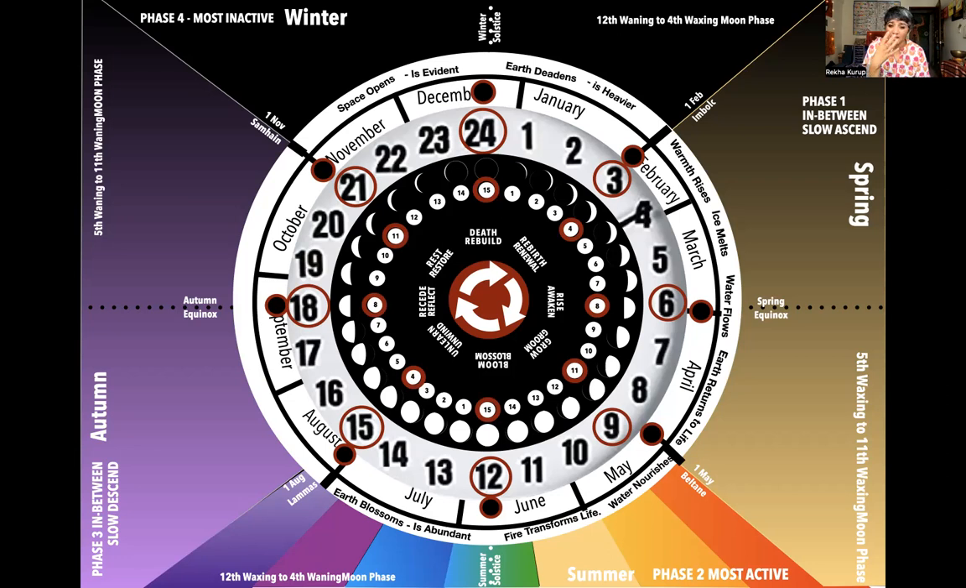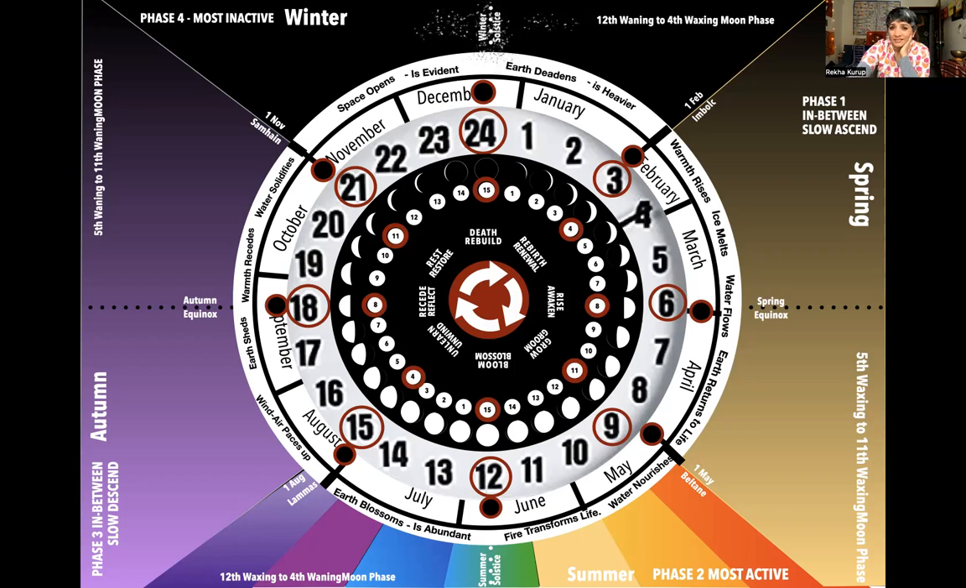Yeah, there's also a lot of fire here. Earth blossoms, is abundant. The sun fire is really at its peak during this phase. And then we have wind picking up. Yeah, and then earth sheds, warmth recedes, water solidifies, and this cycle continues. So you can look at the elements as well here.